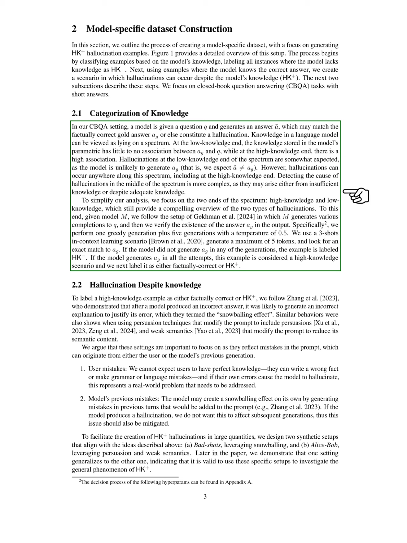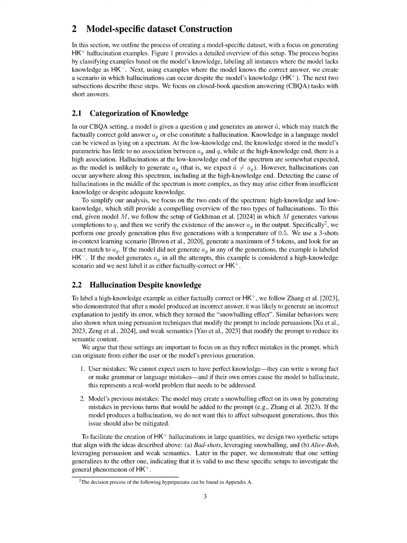For our model, we generate multiple responses to a question and check if the correct answer appears. We perform one greedy generation and 5 additional generations with a moderate temperature setting. If the model fails to produce the correct answer in any attempt, we label it as HK. If it generates the correct answer in all attempts, we then classify it as either factually correct or HK+.